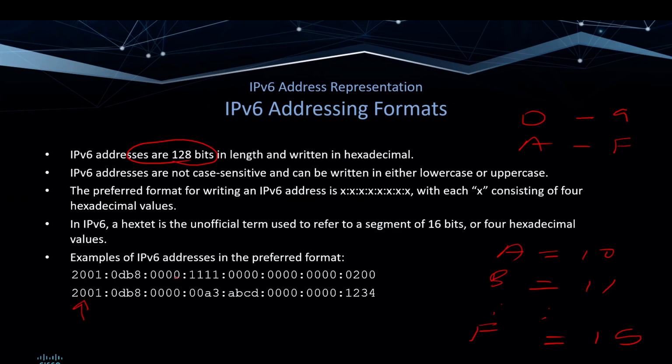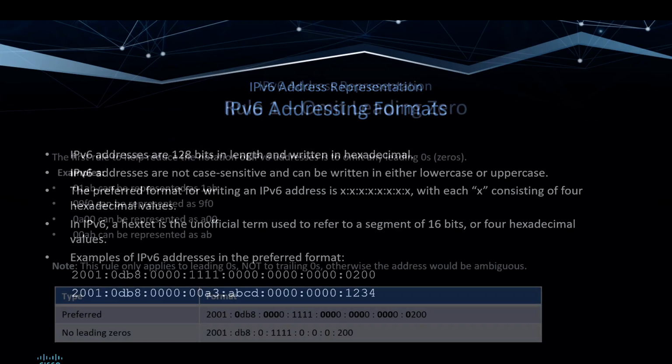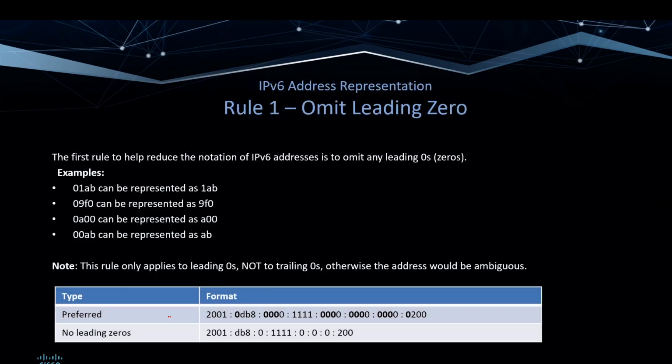So 1, 2, 3, 4, 5, 6, 7, 8 hexsets, each of which has 16 binary bits. So 16 multiplied by 8 gives us 128 binary bits. As you can see here, IPv6 addresses are long, but no worries. There are actually 2 rules that you can use to shorten them.